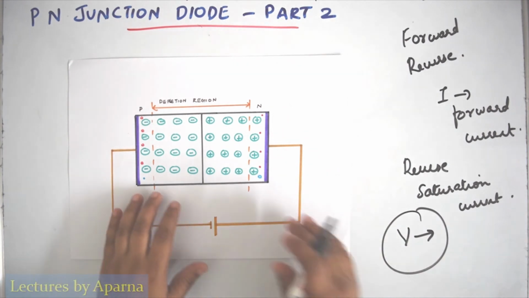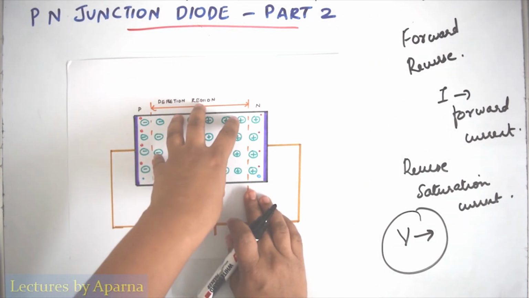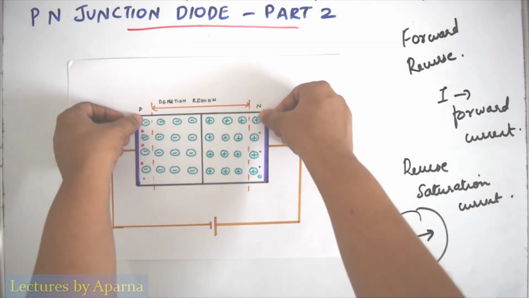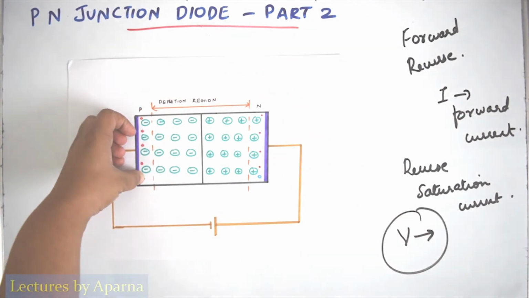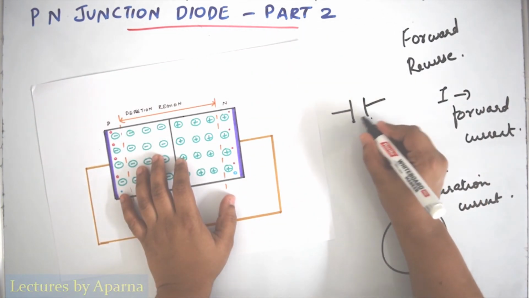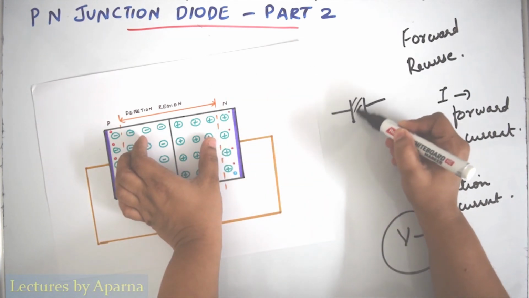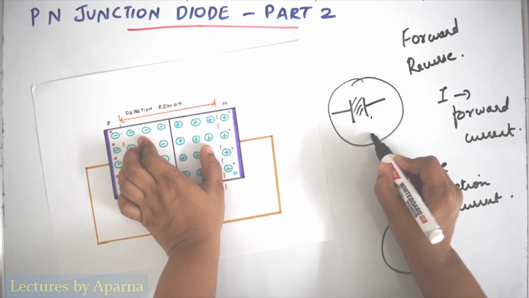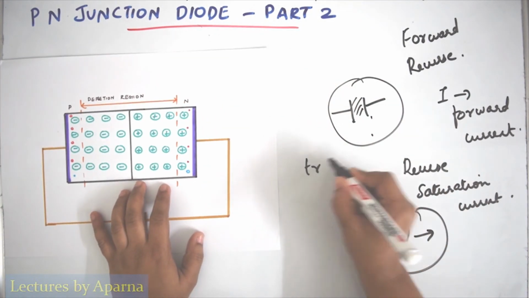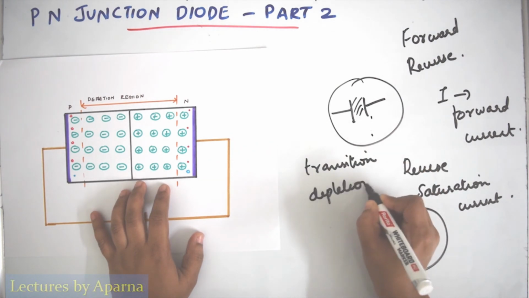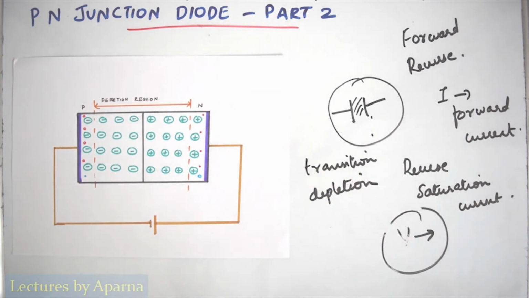Now what happens here? This depletion region is a region of high resistivity, and these P and N regions have low resistivity. So these P and N regions act as plates of a capacitor, and this depletion region will act as a dielectric, and this will create a capacitance. This capacitance is known as transition capacitance or depletion capacitance. So these are the terms associated with reverse bias condition.